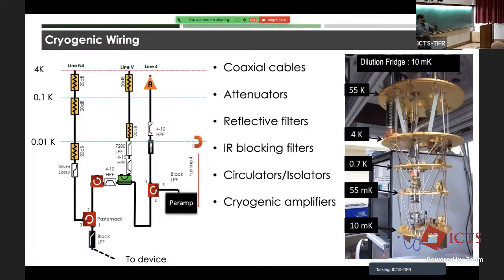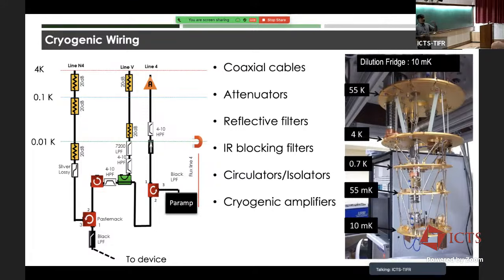So once you have everything ready, one of the first experiments you do, you need to know what your qubit transition frequency is. Right? You design it, you have an idea what it should be, but you never know it very precisely till you actually do the measurement.